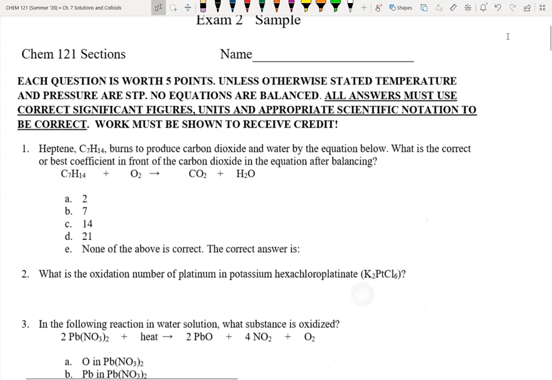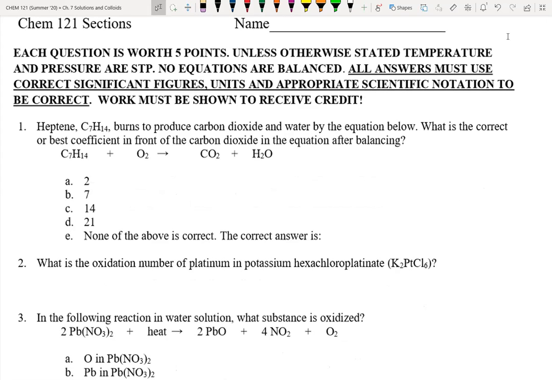Okay, so the first one's looking at heptane, and it's saying if you burn heptane, you're going to produce carbon dioxide and water. And it's asking for the best coefficient in front of the carbon dioxide in the equation after balancing. Okay, so what they're really looking for here is what goes right here. But in order to solve that, we need to balance the entire equation. We can't just guess without balancing the equation.